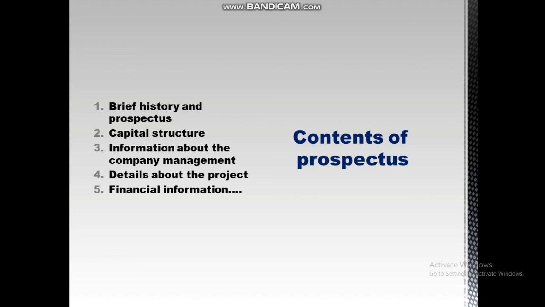First one is brief history. It includes the brief history of the company, main objects of the company, and the location of the plant, information about the project, plant and its machinery, raw material, and economic justification and marketability of the goods to be produced. Also, it includes the capital structure. Under this head, information is provided regarding share capital, basis of allotment, and facilities available to non-residents for purchase of shares.